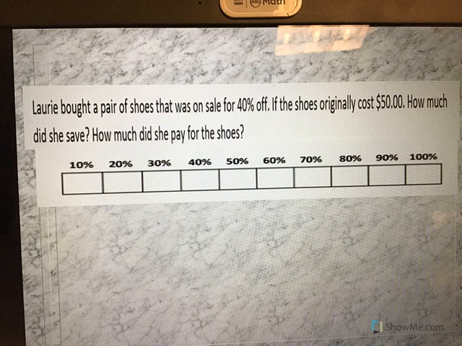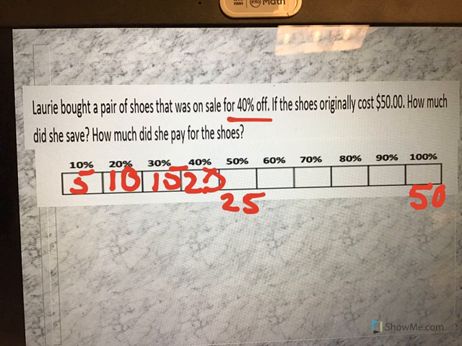Now I'm going to do my tape diagram. I know that $50 is the whole, which is down here at the 100%. And as I start filling this in, I like to do the 50% just so I know where I'm at. So I know the 50% is about $25. I know my answer is going to be less than that because I'm doing 40%. So I know that 5 is 10%, and I can just start filling it in. So I know every box is going to be $5. 20% is 10, 30% is 15, and 40% is 20.